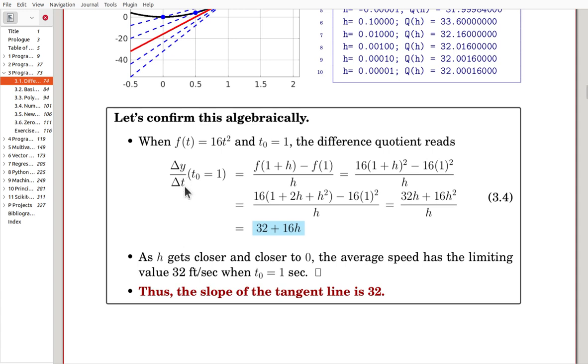Delta y over delta t is given here, so that after simplifying, we reach 32 plus 16h. Once you choose h close to 0, this value will approach 32, so that the slope of the tangent line, the estimated instantaneous speed, is 32. Okay.